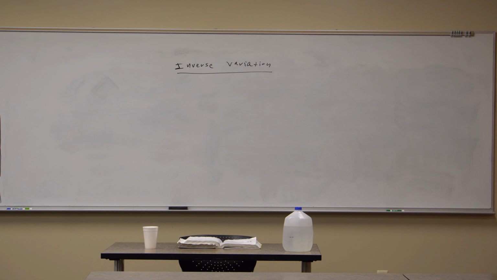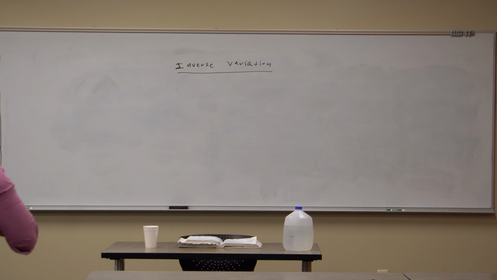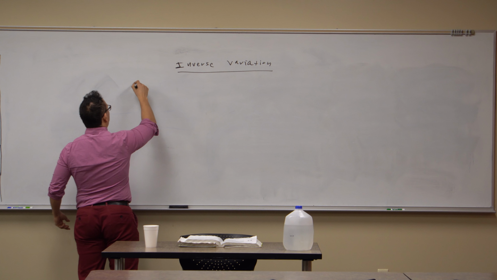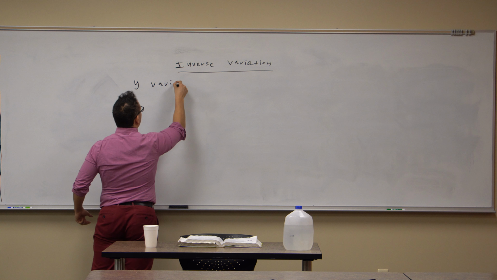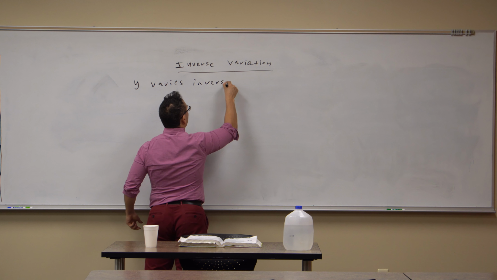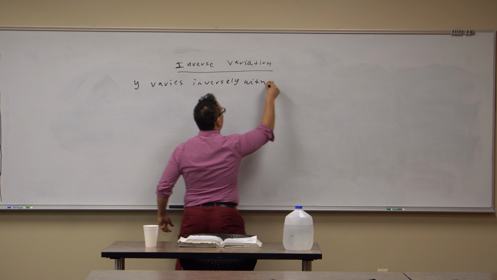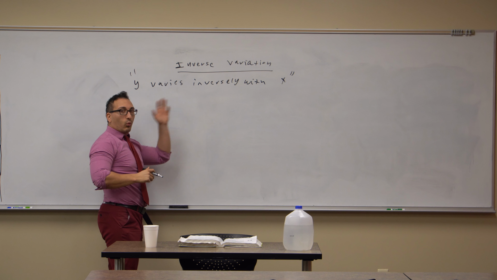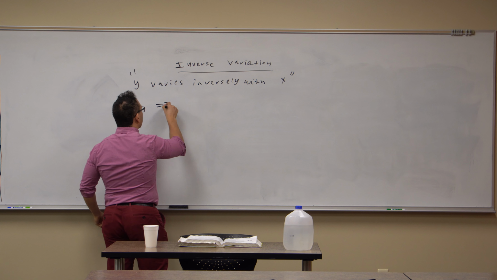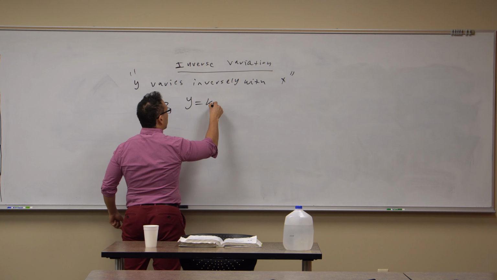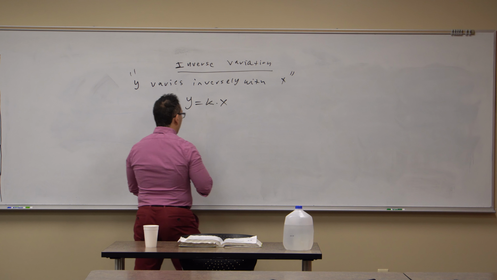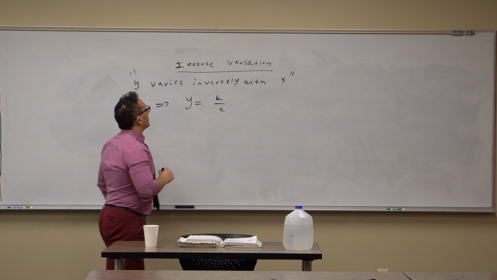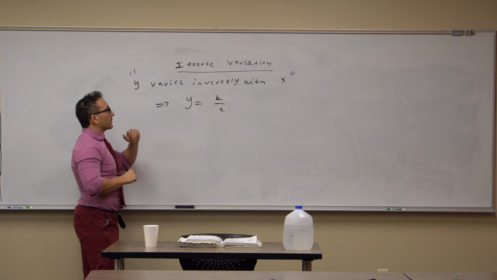Hello! This video is going to be talking about inverse variation. Well, if I say a variable y varies inversely with x, this language statement implies this mathematical statement: y is equal to some number k divided by x. Okay? This is y varies inversely with x.